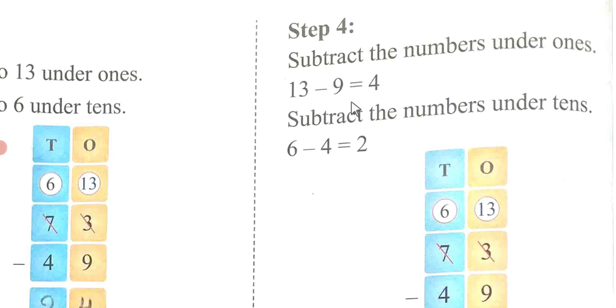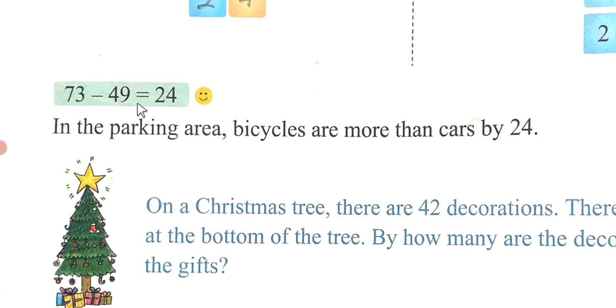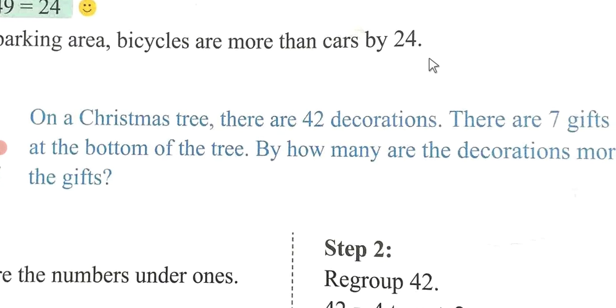Subtract the number under ones. 13 minus 9 is 4. Subtract the numbers under tens. 6 minus 4 is 2. So you will get the answer 24. So 73 minus 49 is equal to 24. In the parking area, bicycles are more than cars by 24.